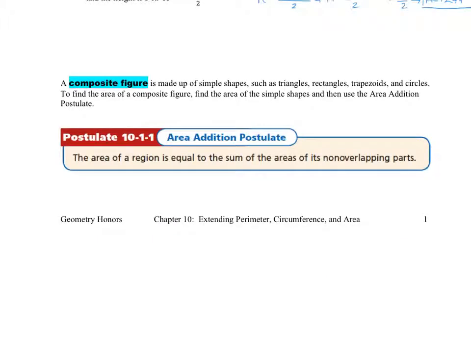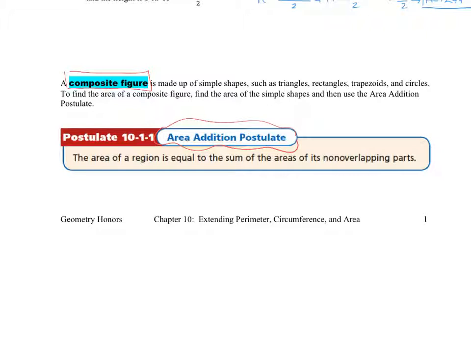Okay, in a composite figure, we have a bunch of simple shapes combined into one figure. So you have to find the area of all the simple shapes and add them up. That is called the area addition postulate. So a composite figure is where there's maybe two shapes put together.